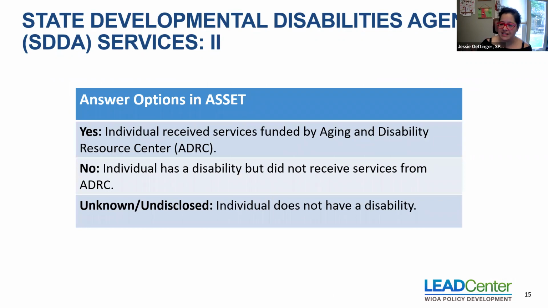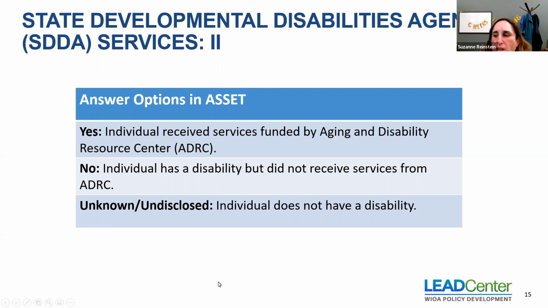When you are in ASSET and you're answering this question, it's a three-parter. Yes, they have received services through ADRC. No, they have not received services through ADRC. And if you leave it as unknown, undisclosed, that means that the person does not have a disability. That's the answer for someone who doesn't have a disability. But if somebody has a disability, this is not something to be left blank. And the other two are binary, yes or no.